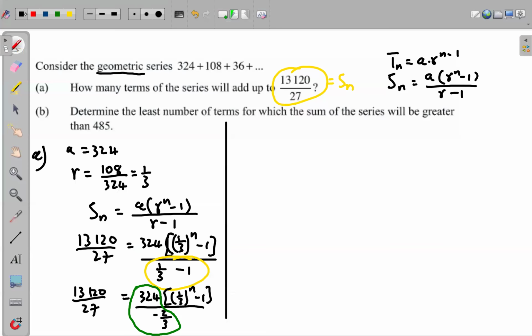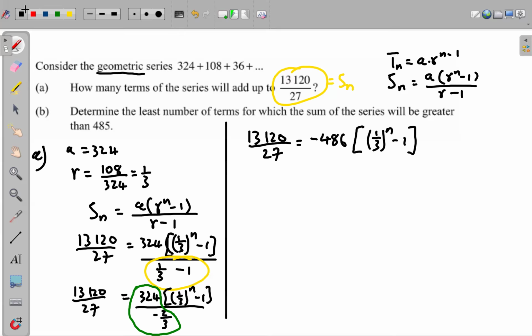So what happens now is 13,120/27 is equal to, watch this now, negative 486 times 1/3 to the n minus 1. So that's what I've got. Now, again, I want to try and avoid distributing. So what I would rather do is divide by the negative 486. That's what I'm going to do now.